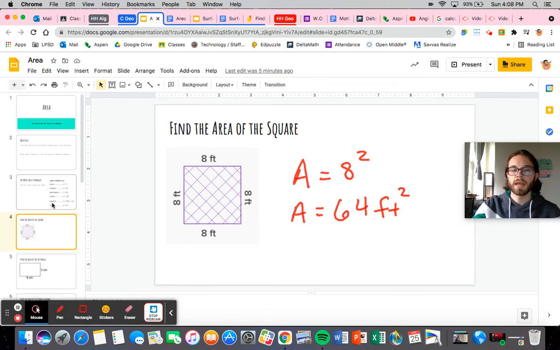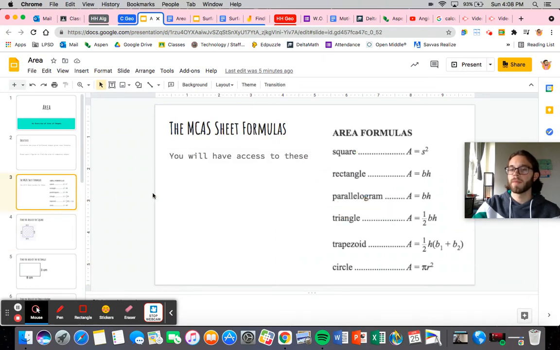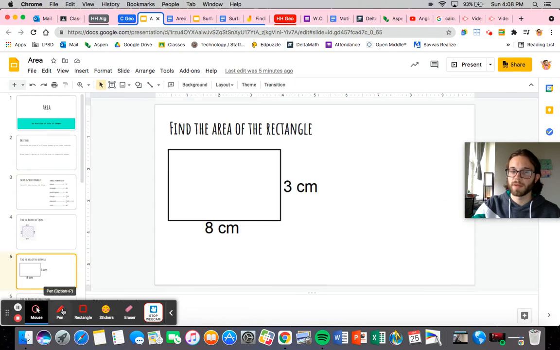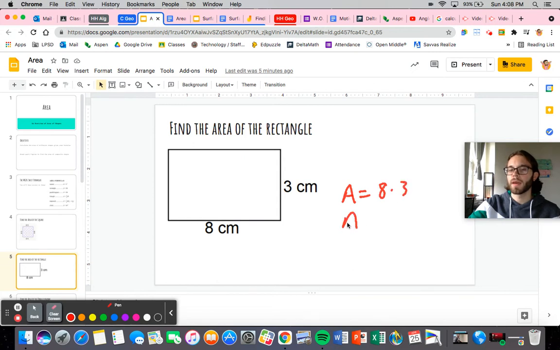All right, next, the rectangle. The rectangle has the area of base times height. That one will be relatively straightforward. You've probably done this many times. That area is going to be equal to 8 times 3. The area is equal to 24. Don't forget your unit of centimeters squared.